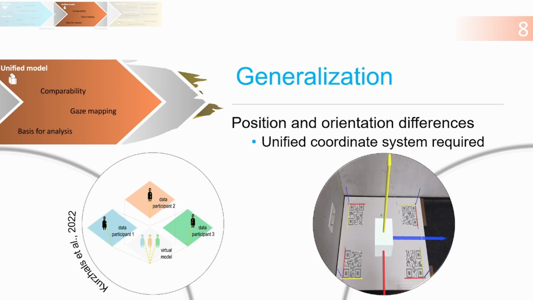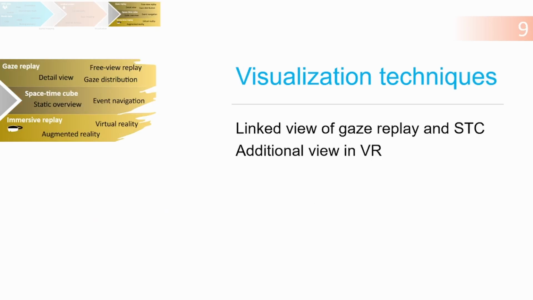We stored the rotation and position information of this object in each recording and merged the individual recording data into a common coordinate system based on this information. The last stage of the framework deals with the different visualization techniques that can be developed to analyze the gaze and movement behavior recorded in a 3-dimensional environment. In our work, we propose a gaze replay linked with a space-time cube and an additional immersive replay.